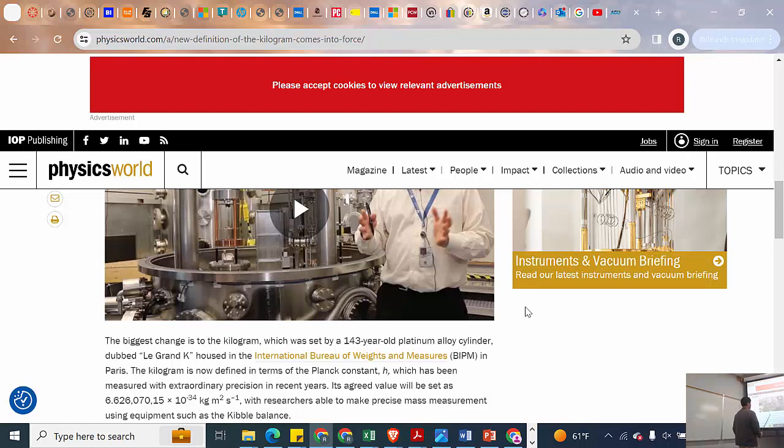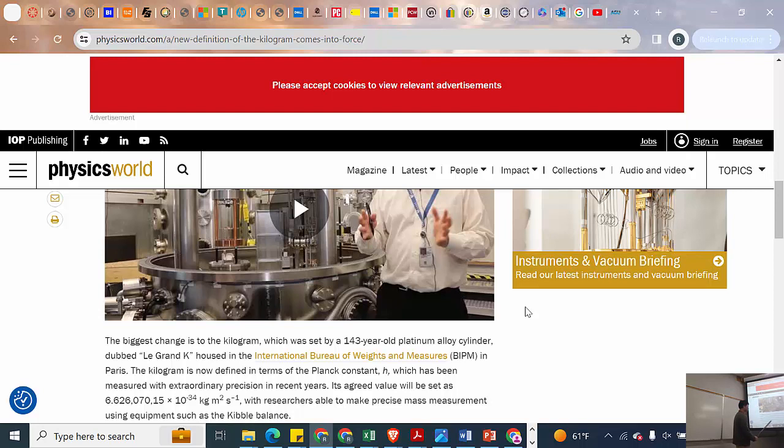So the biggest change is to the kilogram, which was set by a 143-year-old platinum alloy cylinder dubbed Le Grand K, housed in the International Bureau of Weights and Measures in Paris. The kilogram is now defined in terms of the Planck constant, h. We'll talk about the Planck constant later, which has been measured with extraordinary precision in recent years. Its agreed value will be set as 6.62607015 times 10 to the minus 34 kilograms meters squared per second.